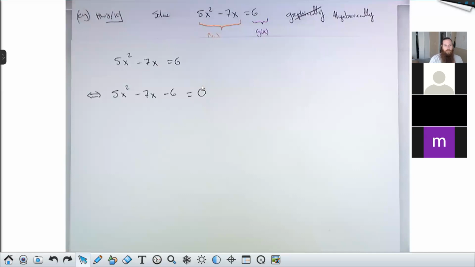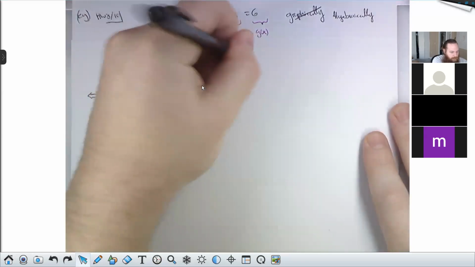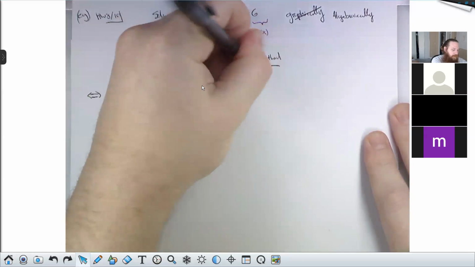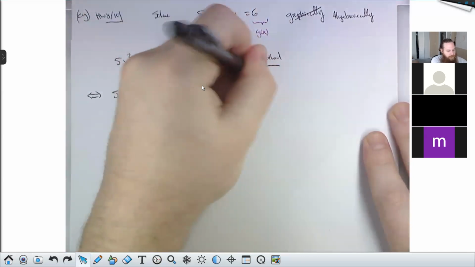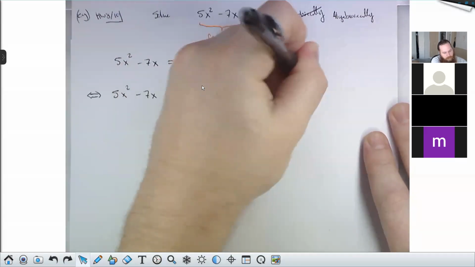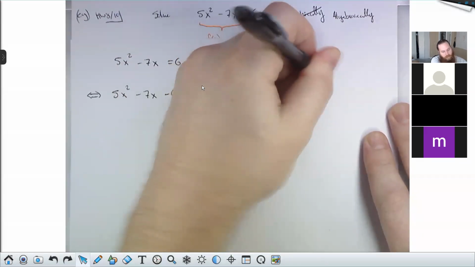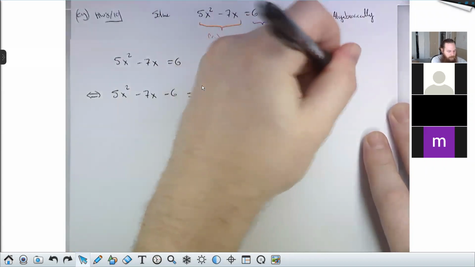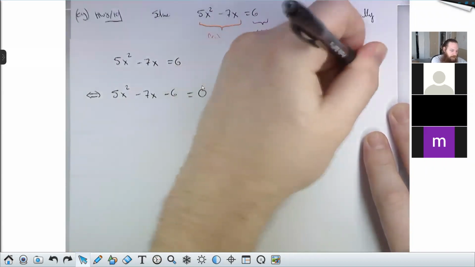And from here, I can use the AC method. And this is a good opportunity to outline the AC method. So first, we multiply A and C. In this case, that's 5 times negative 6, which is negative 30.